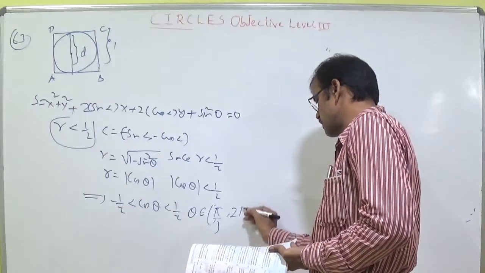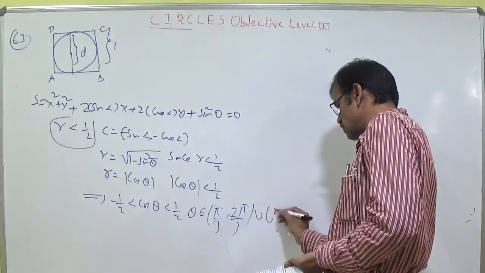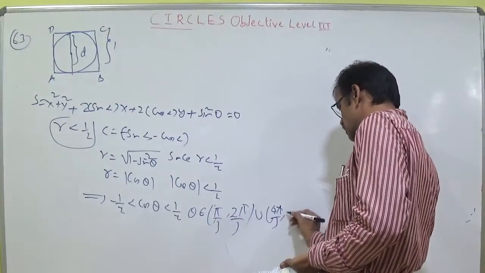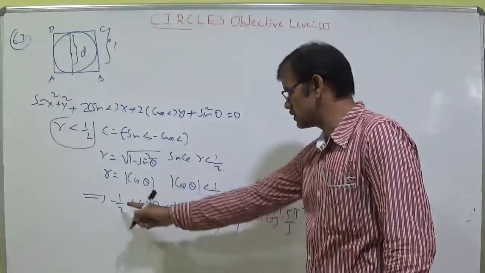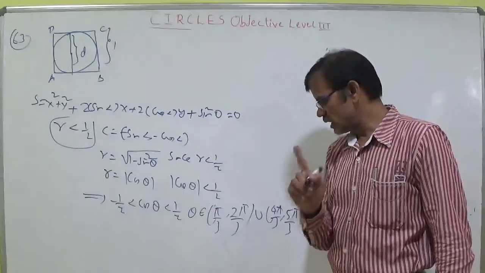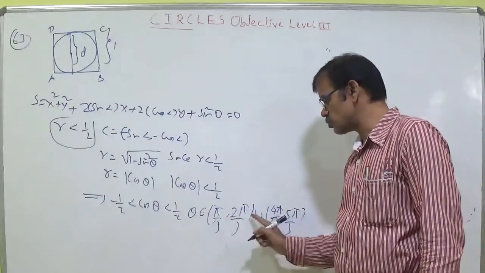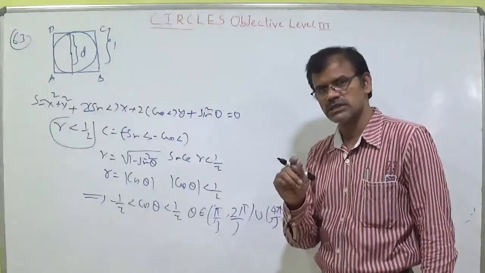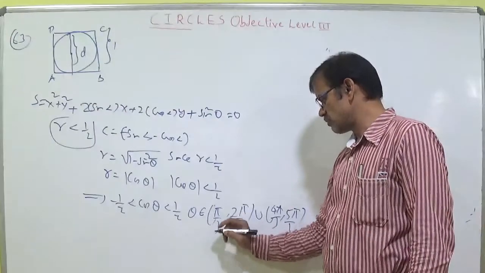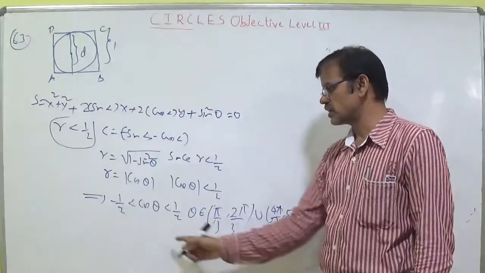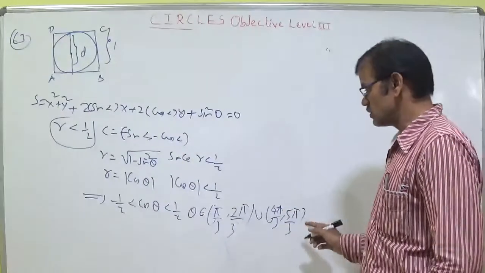Change the fourth option like this: pi by 3 comma 2 pi by 3 union, this is open interval, 4 pi by 3 comma 5 pi by 3. Depends upon these values. If you are unable to understand, call me students, no problem. Pi by 3 means 1 by 2. Between pi by 3 and 2 pi by 3, whatever values are there, for example theta 90, you take between 60 and 120, 90, cos 90 value 0, 0 lies between minus 1 by 2 and 1 by 2. In the same way, this is also correct.